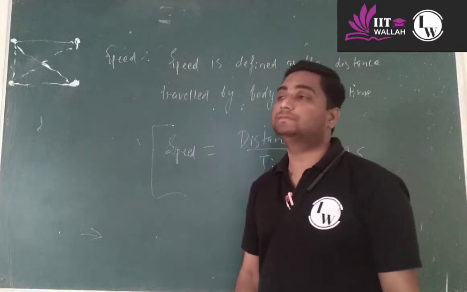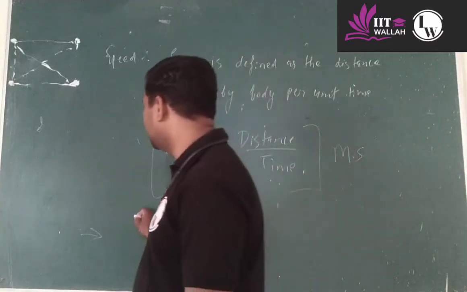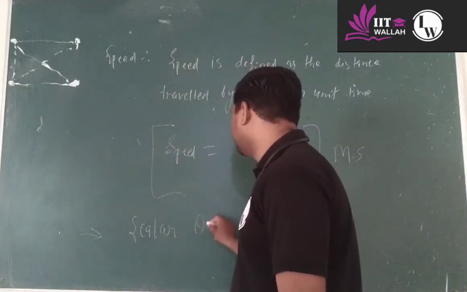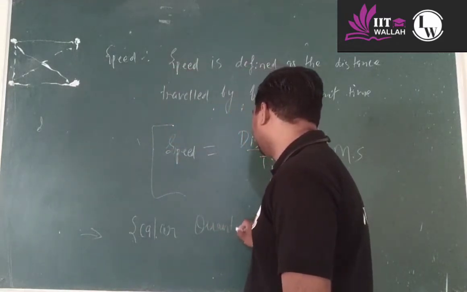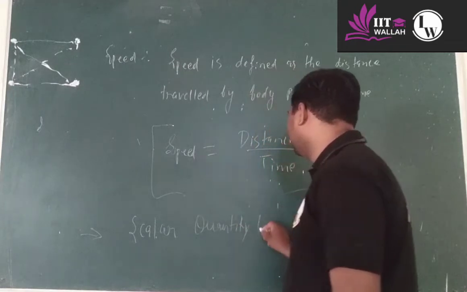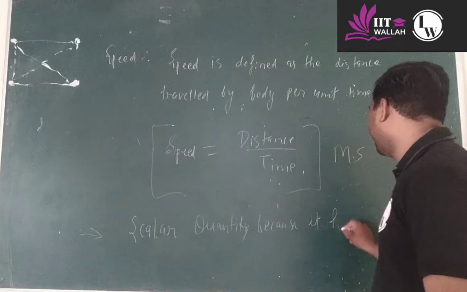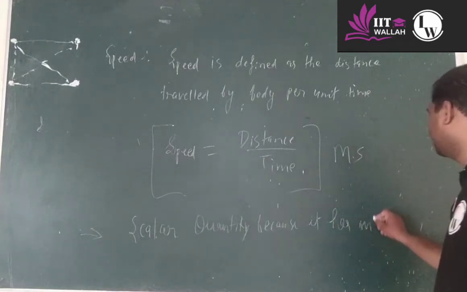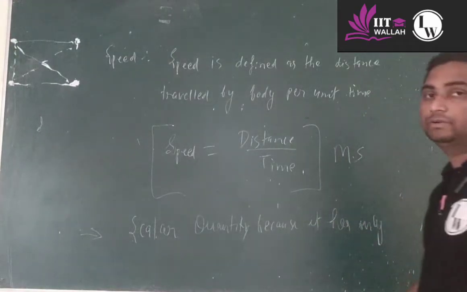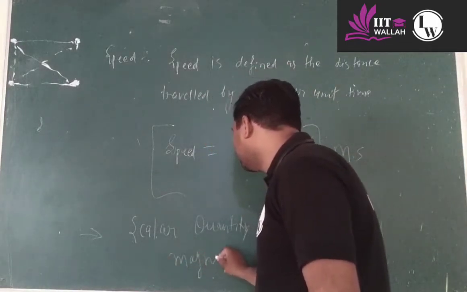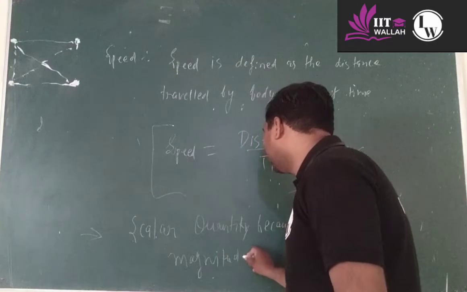Now write that speed is related to distance. So speed is a scalar quantity, because it has only magnitude. Magnitude means it has only numerical value.